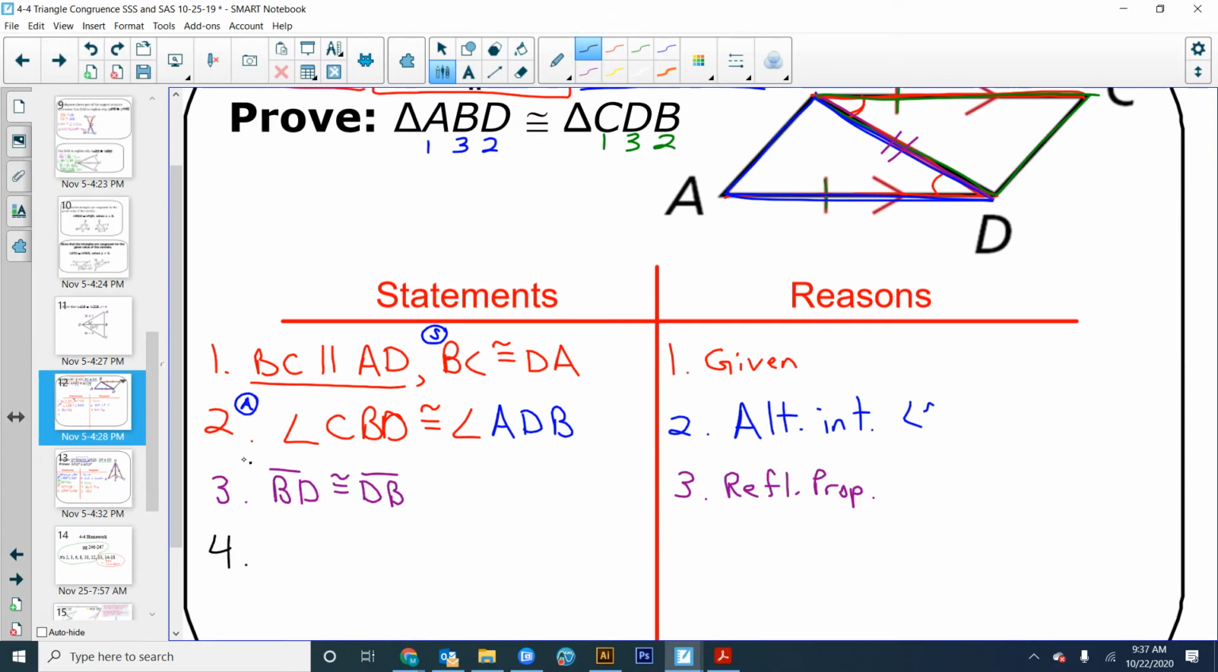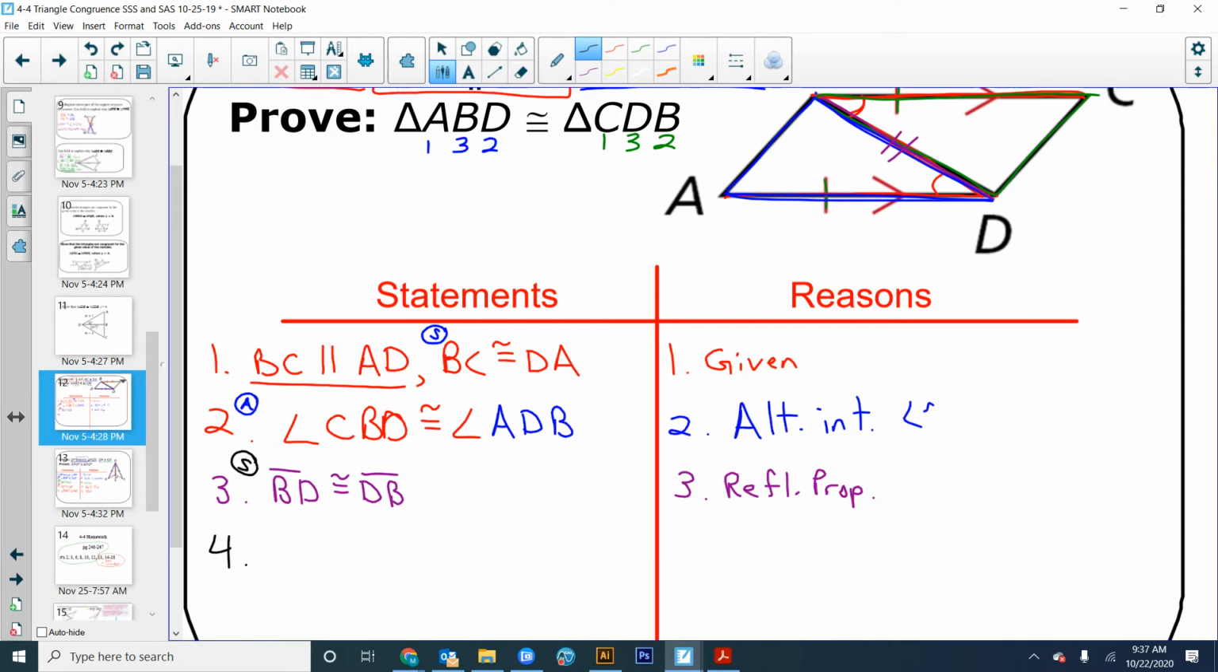And that was our last pair of S's. So I'm going to put an S. It kind of lets me know that I've done all S, A, and S. Okay. Are we ready to say that the triangles are congruent?